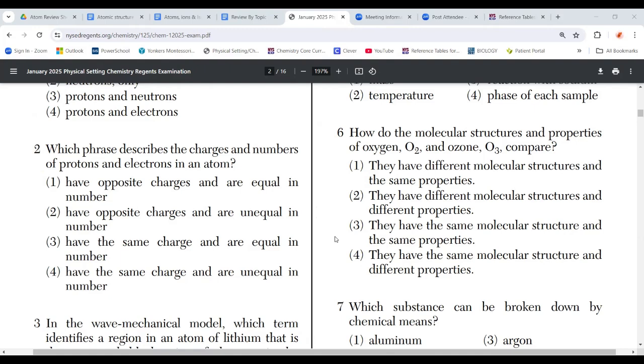So this is actually allotropes. They may not use the word allotropes, but that's what number 6 is about. And it has to do with bonding and structure. So that's why it's grouped with these questions.